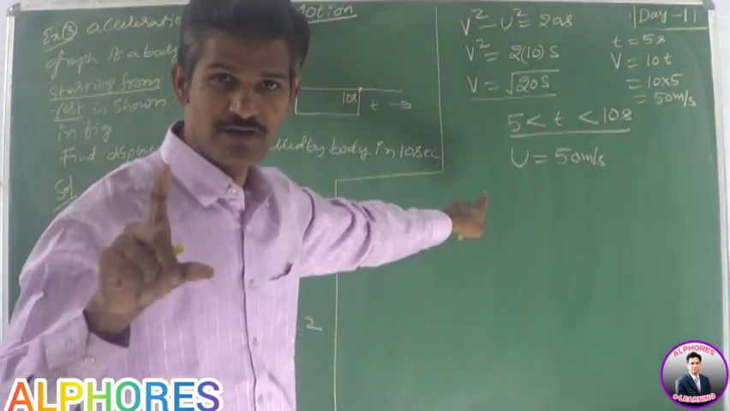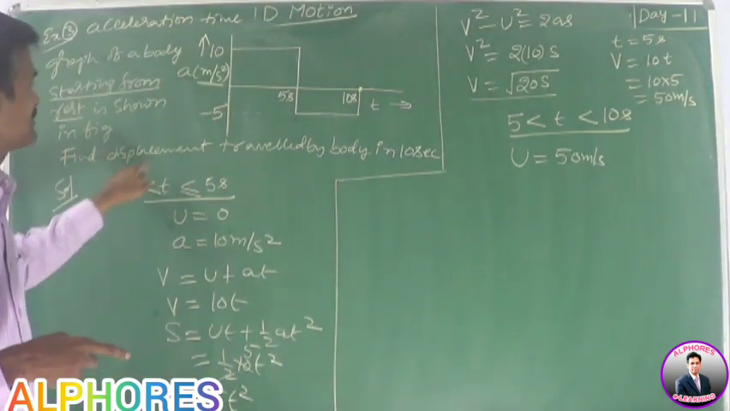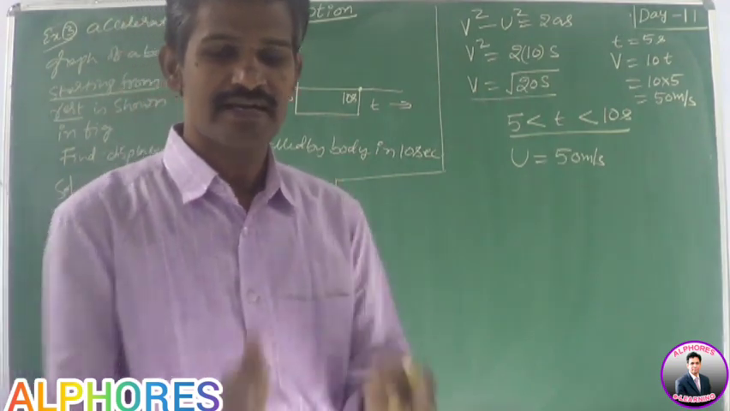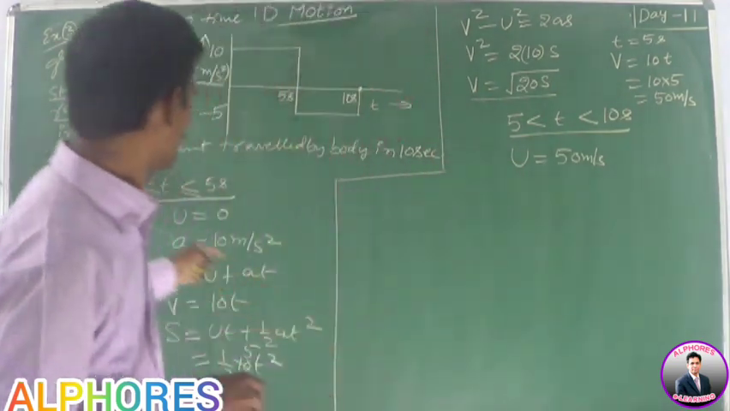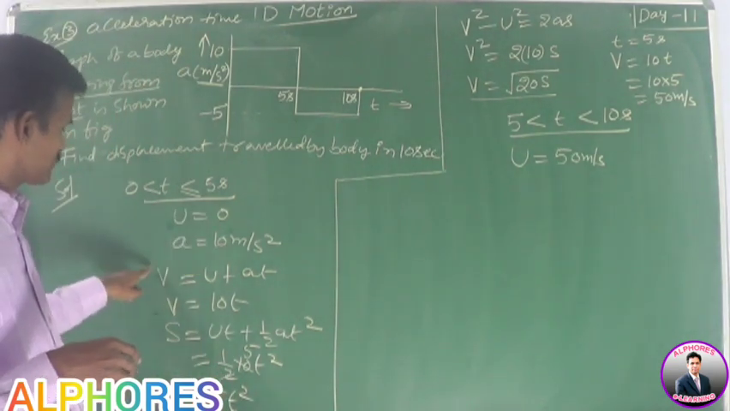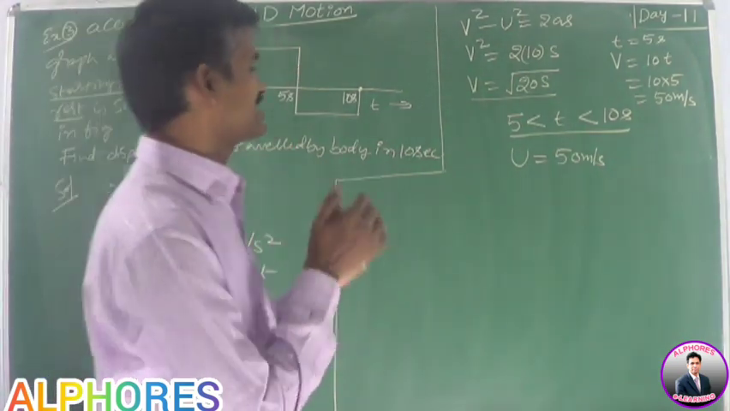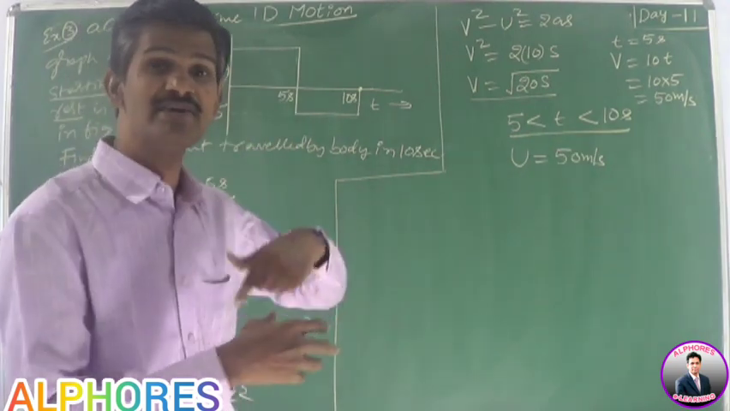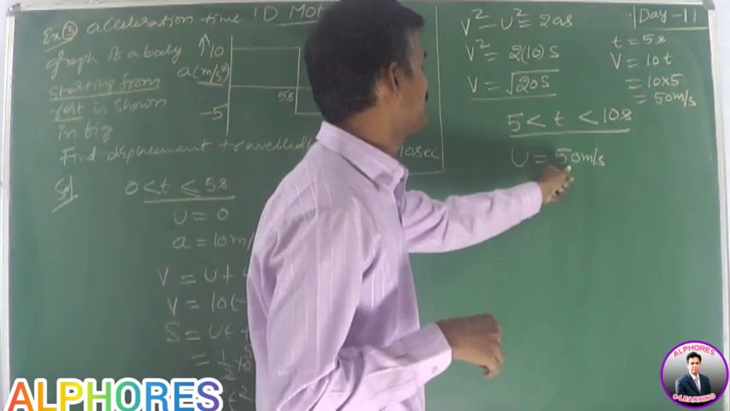First of all, you have to learn this one. We already discussed that this motion will not be treated at a stretch. Why? Because the nature of motion changes after 5 seconds. That's why for 0 to 5 seconds, initial velocity is 0 and acceleration is 10, so I am using the normal equations of motion. But for 5 to 10 seconds, the velocity gained by the body in 0 to 5 seconds behaves as the initial velocity. That is why u here is 50 meter per second.